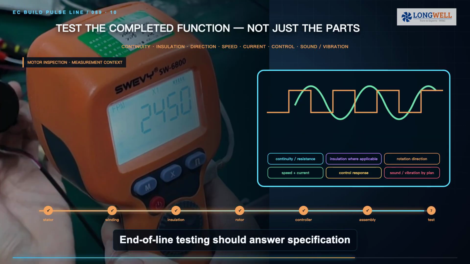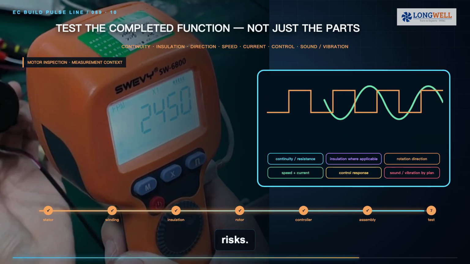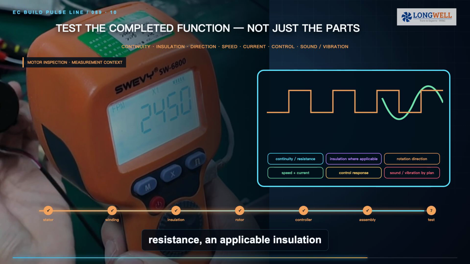End-of-line testing should answer specification risks. It may include winding continuity or resistance, an applicable insulation test, rotation direction, speed, current, control response, sound or vibration. Limits and methods must be defined for the actual motor and fan assembly.